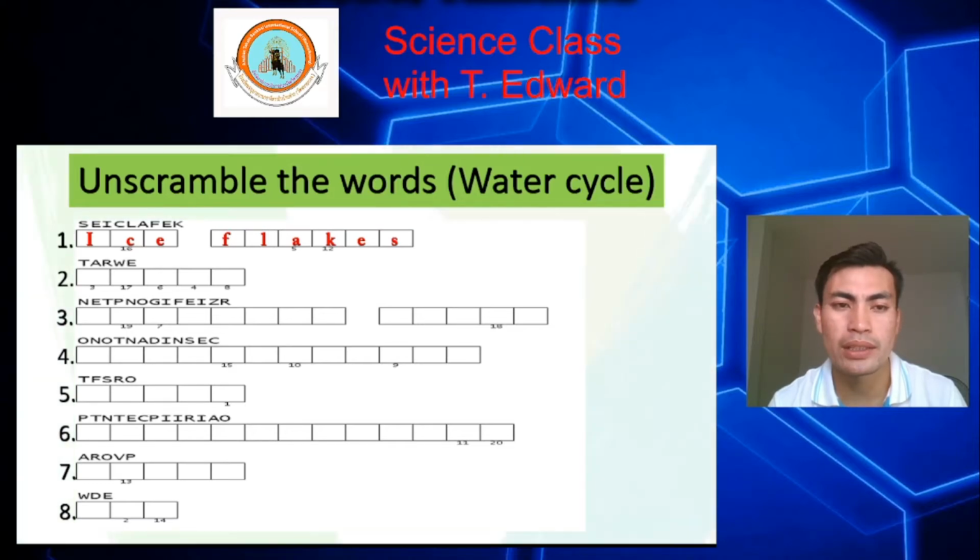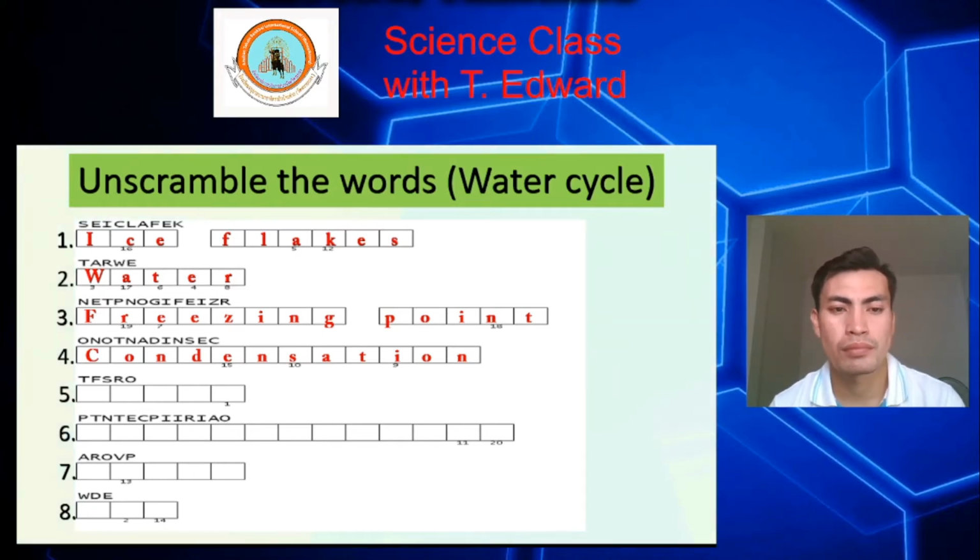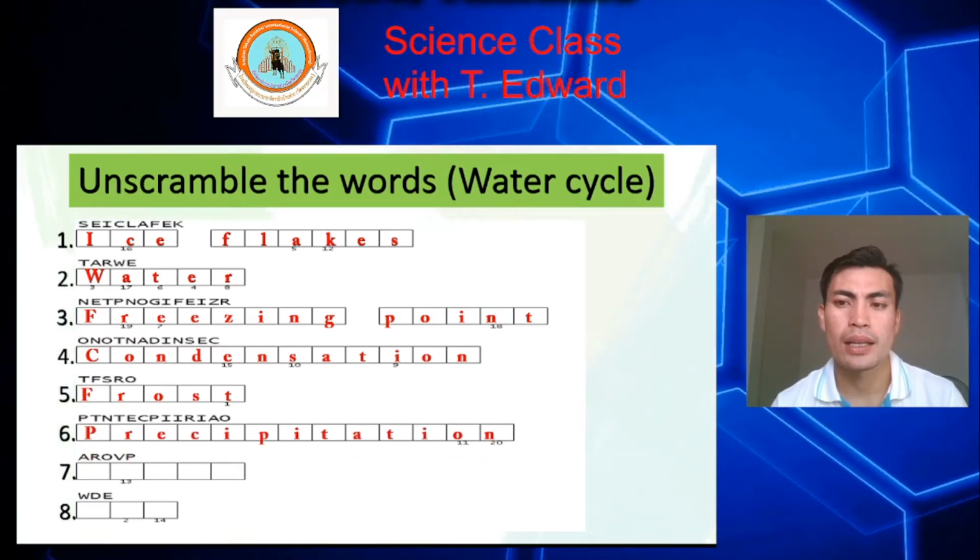Very good. Number 2 is very easy. The answer is water. Number 3, what do you think is the answer? Freezing point. Very good. Number 4, condensation. Alright, the word is condensation. Number 5, okay, this is a short word. What do you think is the answer? The correct answer is frost. Alright, number 6, what do you think is the answer? Example of this is rain, snow, and hail. Correct answer is precipitation.